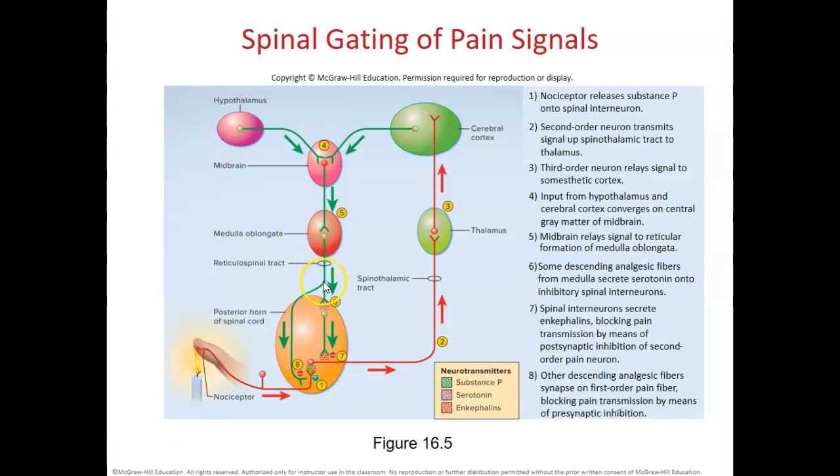Some descending analgesic fibers from the medulla will secrete serotonin onto inhibitory spinal interneurons. Therefore, the pain signal will be inhibited. Some spinal interneurons secrete enkephalins. Those enkephalins also block the transmission of the pain signal. Other descending analgesic fibers can form synapses with the first-order pain fibers to inhibit the pain signal. This is how the central nervous system releases the pain signal through the spinal gating.